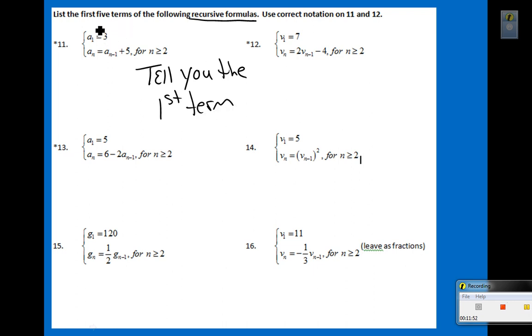That's what this part is. A sub 1 is 3. V sub 1 is 7. A sub 1 is 5. V sub 1 is 5. They tell you the first term. And then what they do is they give you a formula how to get the rest of it.